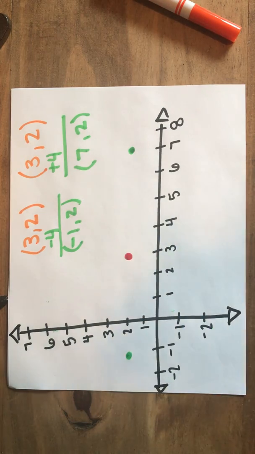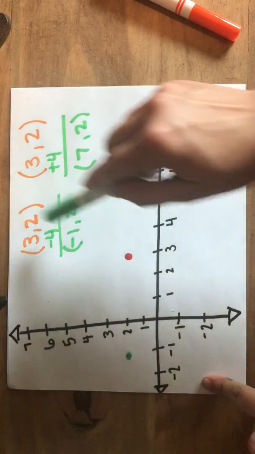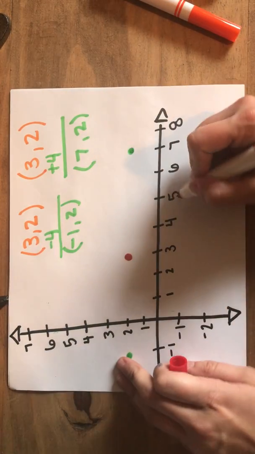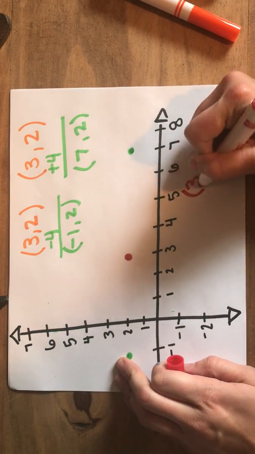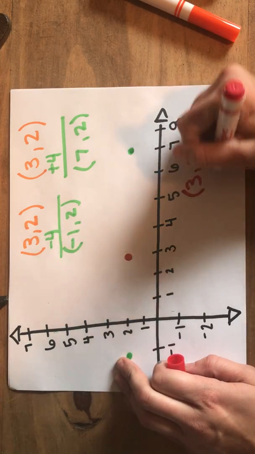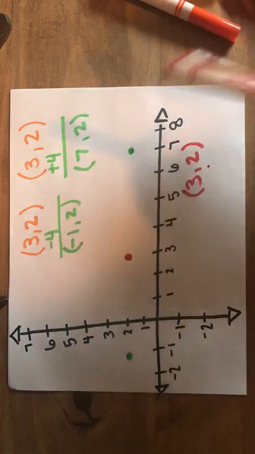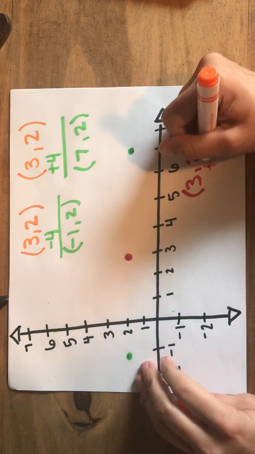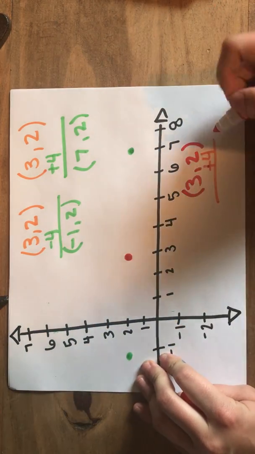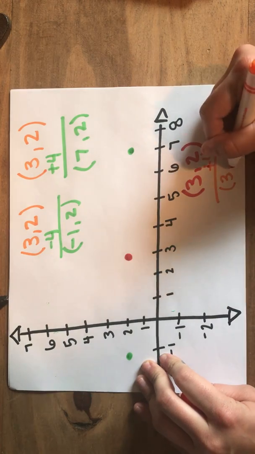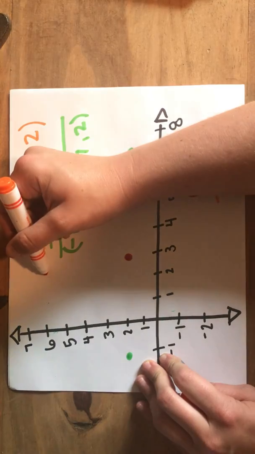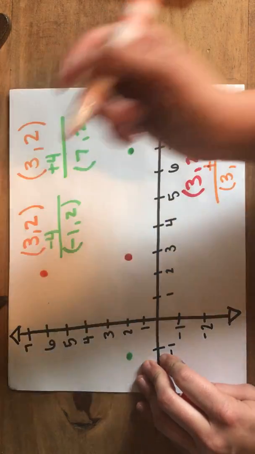Now we need to find the points that are up and down, which has to do with the y. So now, down here, we're going to look at 3, 2, and we're going to add 4 to find the point that goes above. So if you add 4, you get the new point of 3, 6. So you go over 3 and you go up 6.